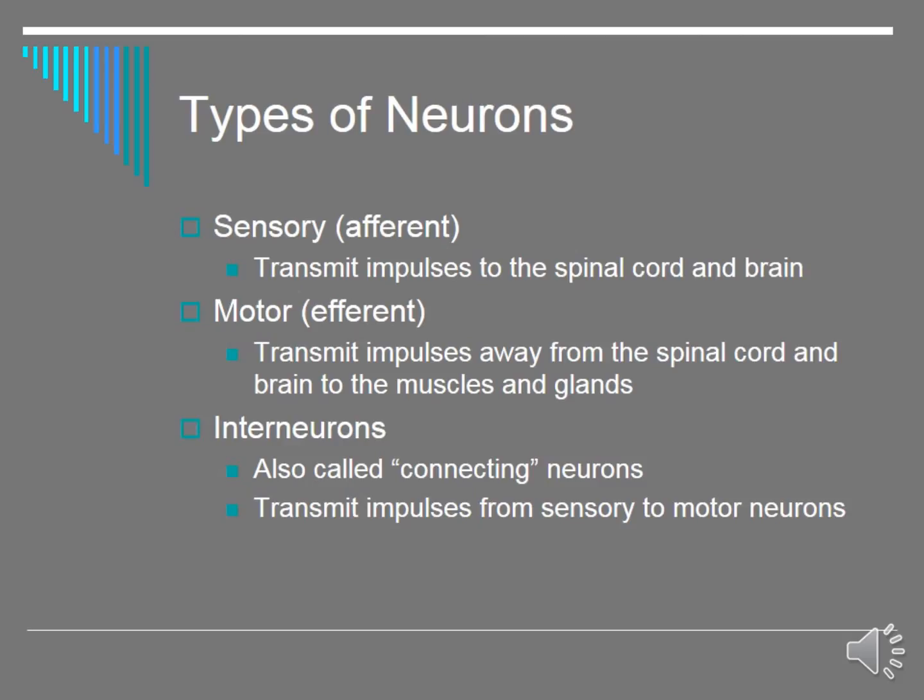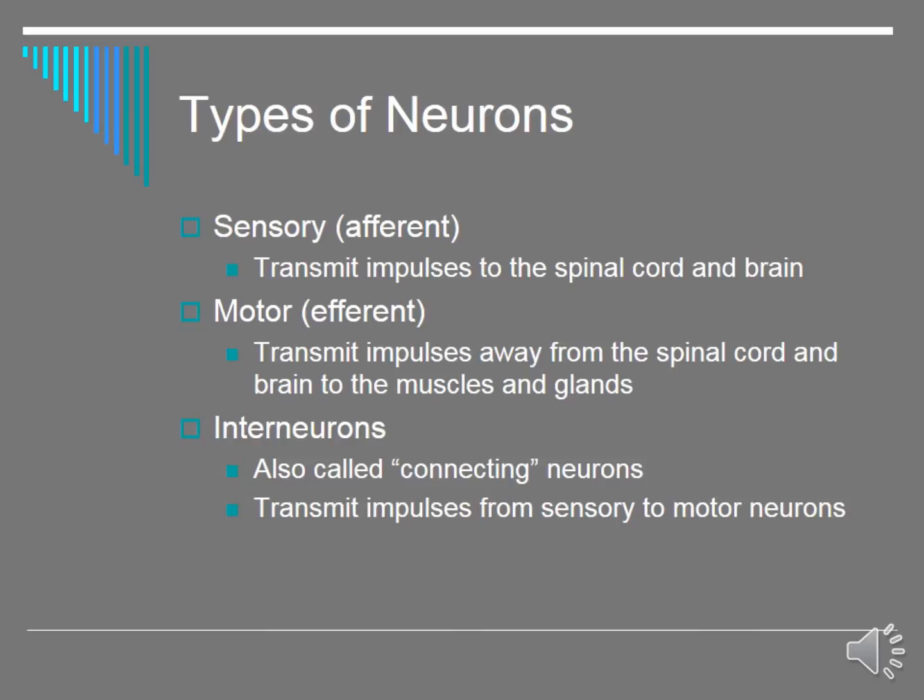Three types of neurons. You have your sensory neurons, which are also referred to as afferent, which transmit impulses to the spinal cord in the brain. And then you have motor neurons, which are also referred to as efferent, which transmit impulses away from the spinal cord and brain back to the muscles and glands. You also have interneurons, which are referred to as connecting neurons. They transmit impulses from the sensory to the motor neurons, kind of like a middleman if you think about it that way.